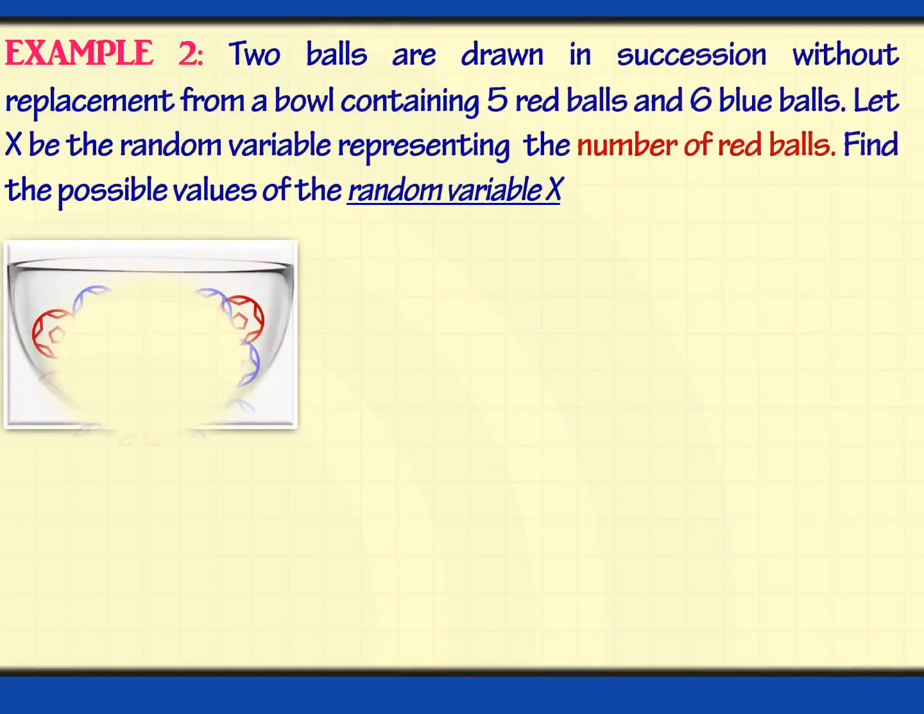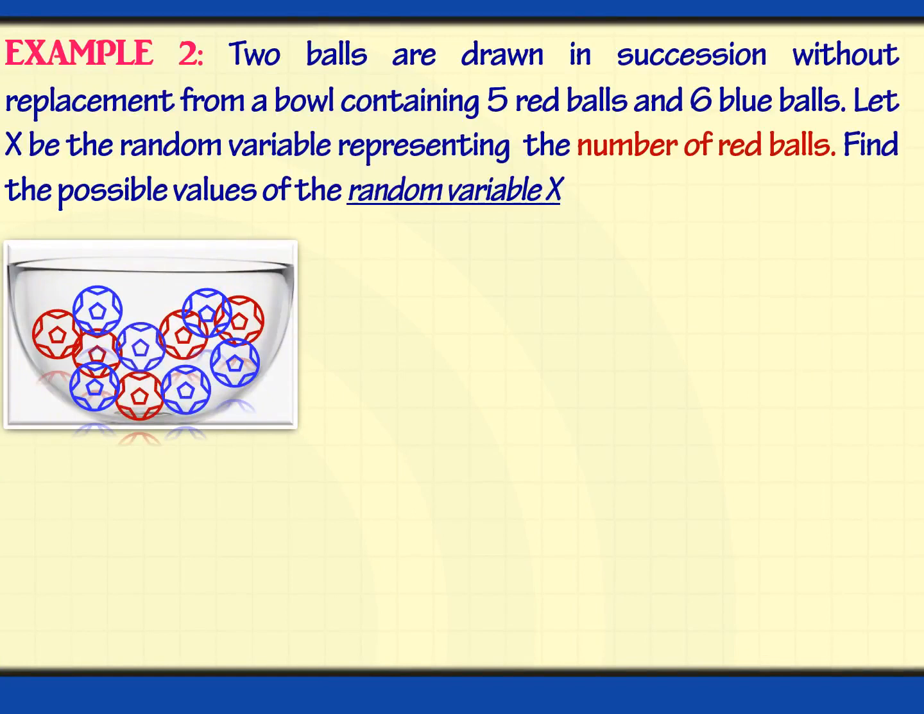Okay, let's have another example. 2 balls are drawn in succession without replacement from a bowl containing 5 red balls and 6 blue balls. Let x be the random variable representing the number of red balls. Find the possible values of the random variable x. So in our second example, our random variable is represented by the capital letter X, and it represents the number of red balls.